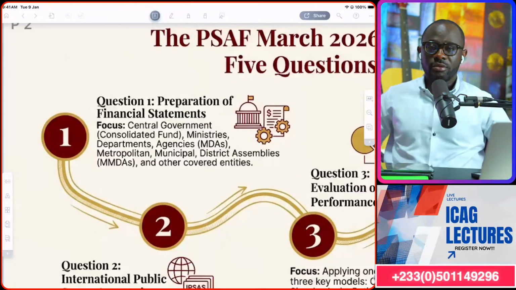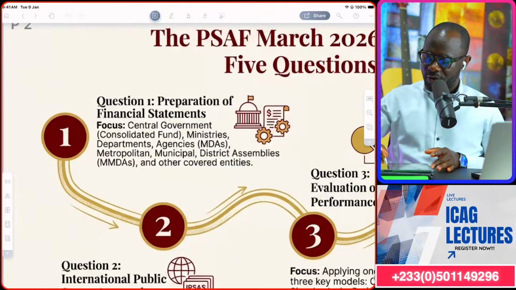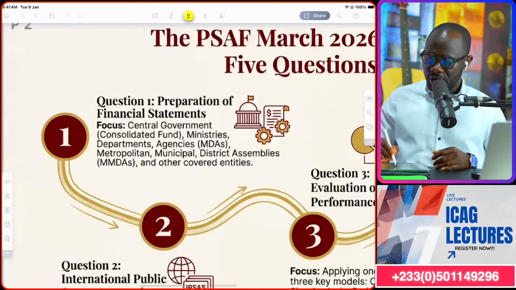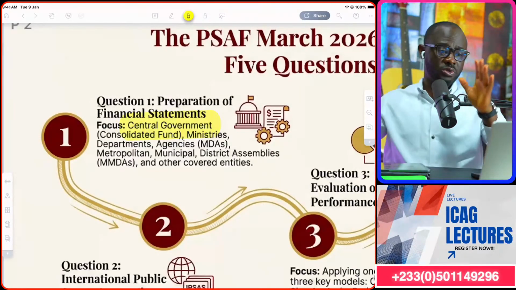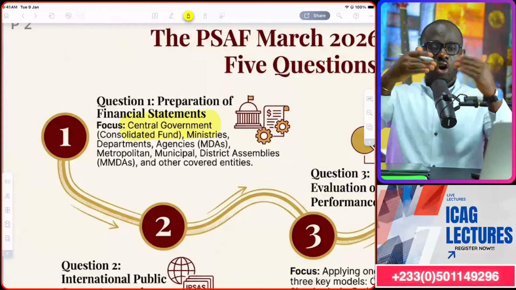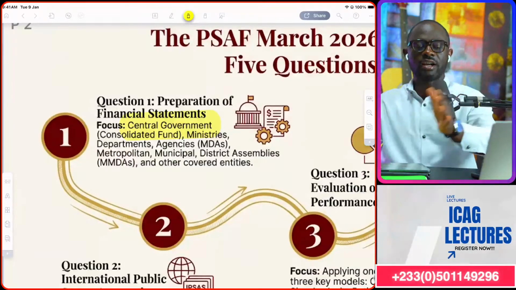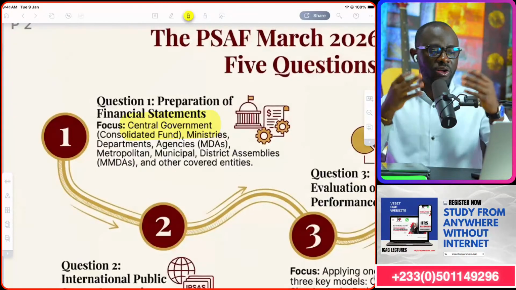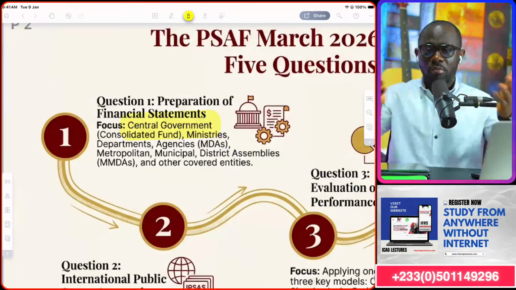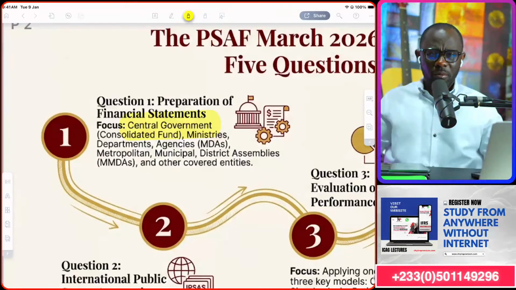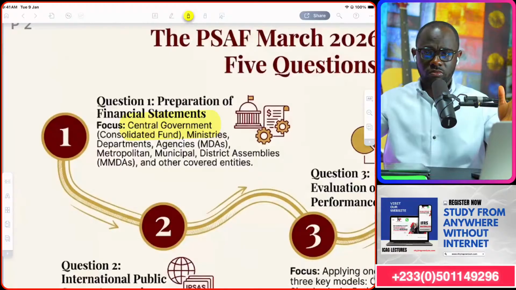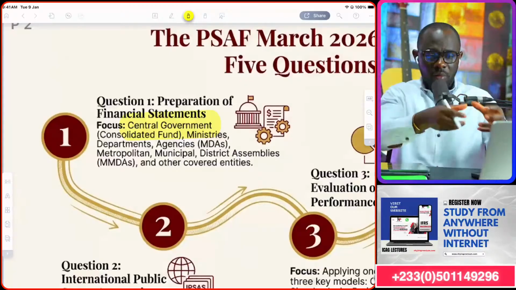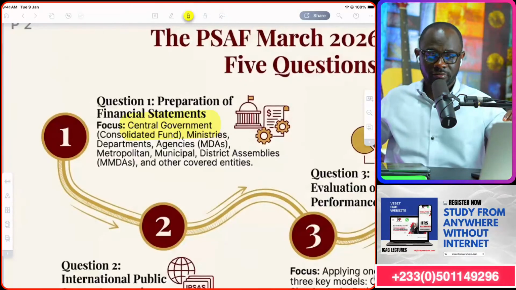Question 1 in the examination for public sector is going to be preparation of the financial statement. And when it comes to the preparation of the financial statement, this is a 20 marks area. The examiner can come from preparation of the financial statement for the central government, which is on the consolidated fund, or preparation of financial statement for other covered entities: a ministry, a department, an agency, a metropolitan, municipal, or district assembly, or a public school, a public hospital, a public transport entity, or others. So yes, that is question 1 for us when it comes to public sector accounting and finance.